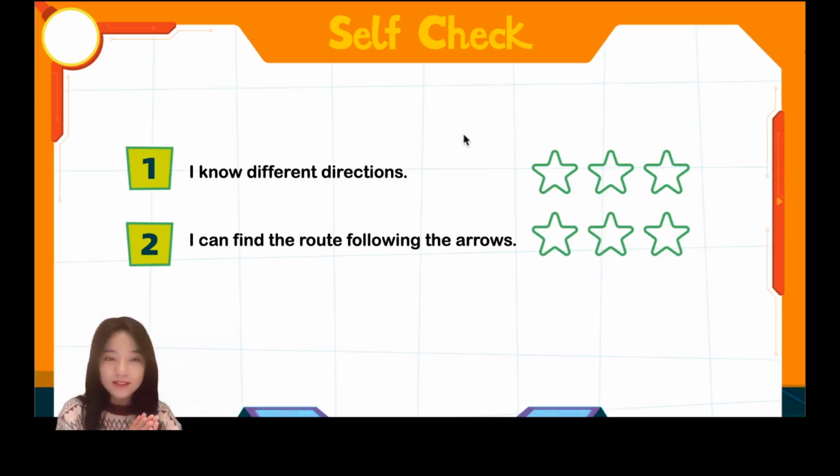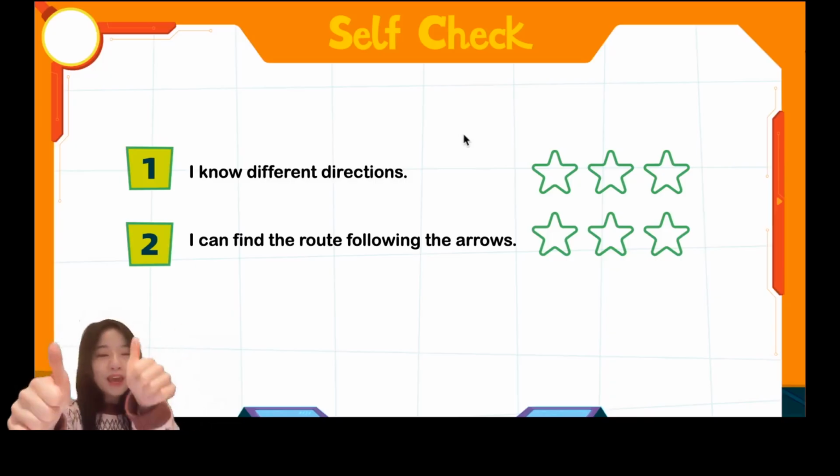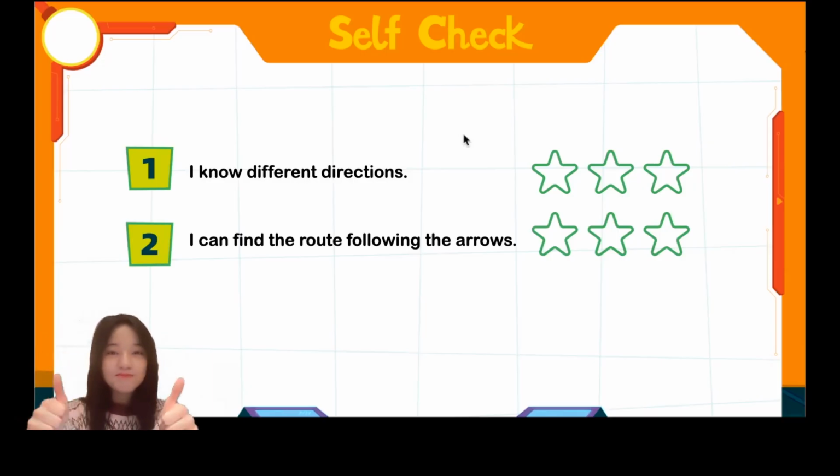So for this part, have you known different directions? If you know it, give yourself a thumbs up. And can you find the route following the arrows? If you can do both, okay, give yourself 2 big thumbs up. It's very excellent. Have you got both thumbs up? Nice. So let's quickly move to the next one.